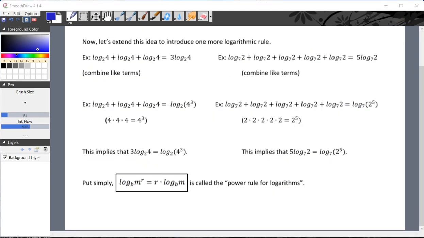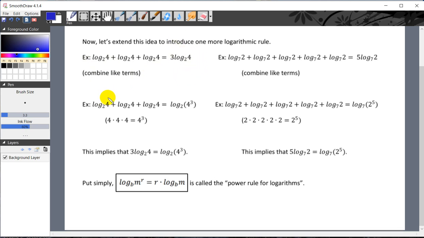All right, so let's talk about one more logarithmic rule. Recall that if we combine like terms, each of these terms all look the same. If you think about it, this is 1 times x, if let's say x is equal to log base 2 of 4. So 1x plus 1x plus 1x equals 3x. So if you add them and combine like terms, this is 3 times log base 2 of 4.